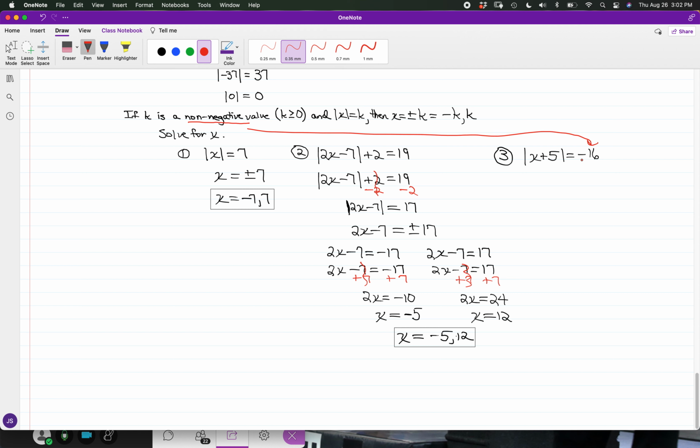And guess what? Because we have a negative sign here, we have a violation of any potential solution for x. The absolute value is set to be negative, so automatically, because of the negative sign here, there is going to be no solution.